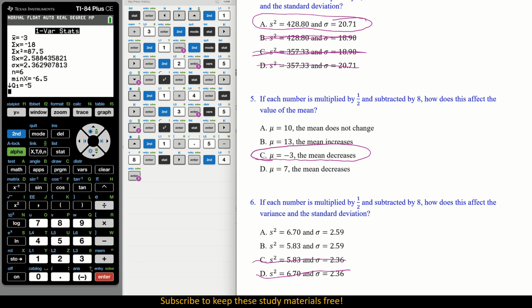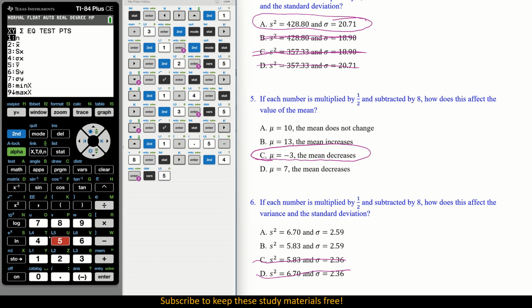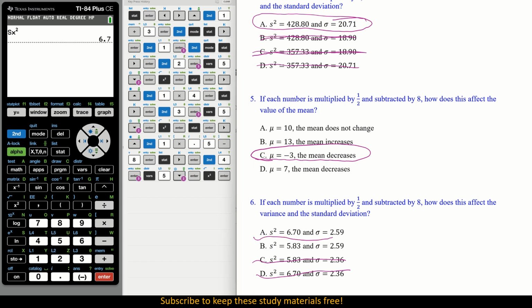Let's think about this. Well, 2 times 2 is 4. Well, it could be 5. Okay, let's not try to do it in our head, but we can eliminate A and B real fast. So let's go VARS 5, go down to your 3, enter, square that, enter again, and it's 6.7, and we don't have to round. Okay, great.